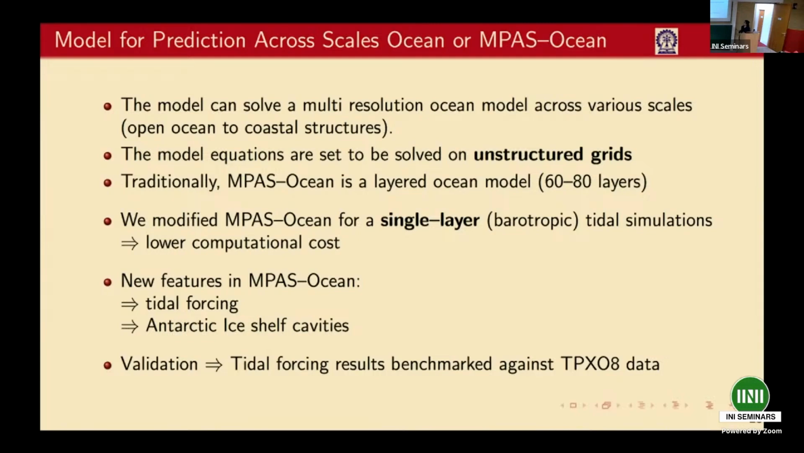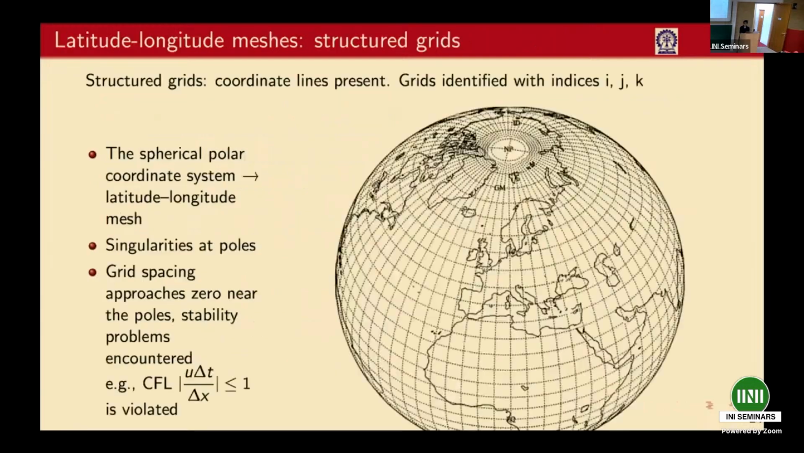MPAS-Ocean is traditionally a layered ocean model, with 60 to 80 layers. But for our purposes, to lower the computational cost and to get more horizontal resolution, we ran it in a barotropic mode, that is, a single layer mode. We included tidal forcing and saw its effects on Antarctic ice shelf cavities. These are benchmarked against the TPXO8 data, which is satellite reanalysis data.